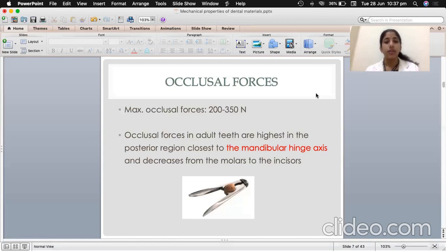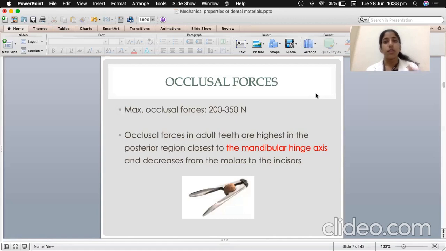As we move further anteriorly, the force acting on premolars will be lesser compared to molars. And again, if you move anteriorly to the incisors, compared to premolars, there will be lesser force acting on the incisor region.